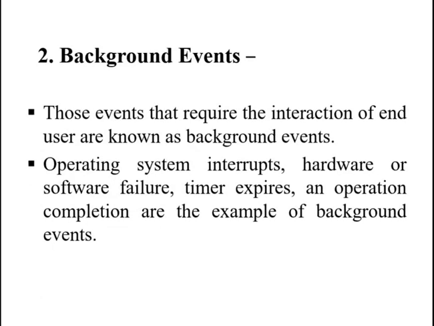Then the next category of the events is background event. Those events that do not require the interaction of end users are known as background events. Operating system interrupts, hardware or software failure, timer expires, and operation completion are the examples of background events. These are the two important types or categories of event, that is foreground event and background event.